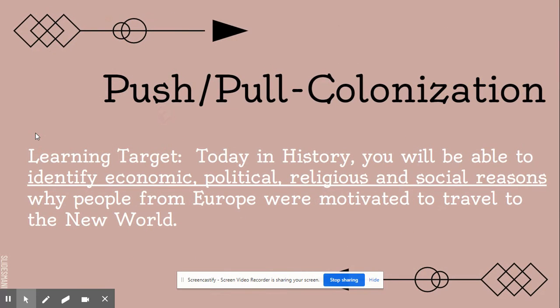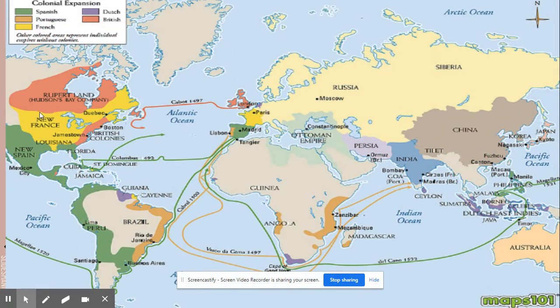A quick recap. Today's learning target was about identifying the economic, political, religious, and social reasons why people from Europe were motivated to travel to the New World. Now, this is where America's story starts.